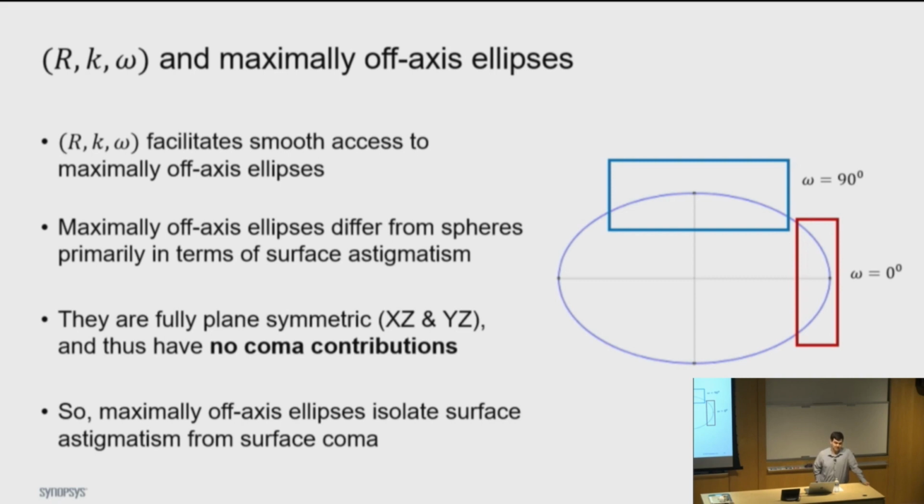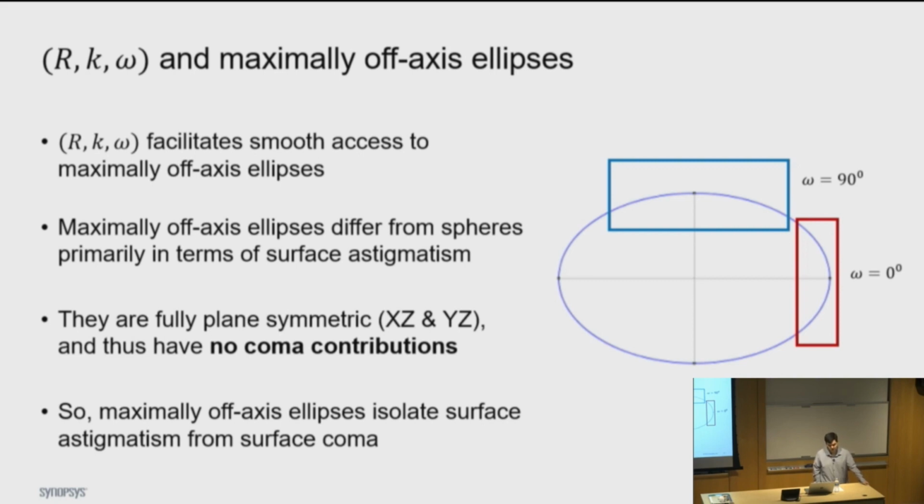And in that sense, you're back to being on-axis again, just on the other side. So the furthest away from the axis you can get is this blue box, which occurs at omega equals 90 degrees. That's your maximally off-axis ellipse. That's the section of the surface that I want smooth and easy access to.